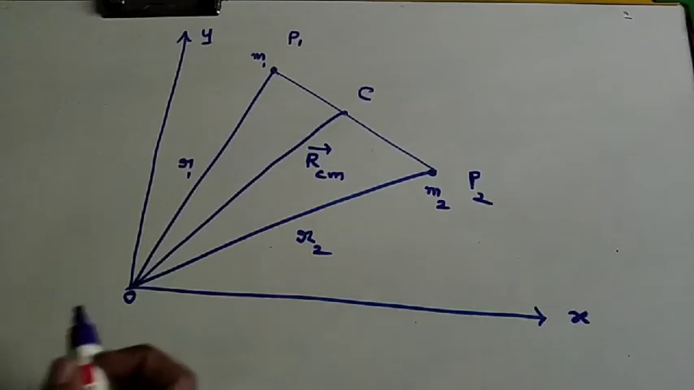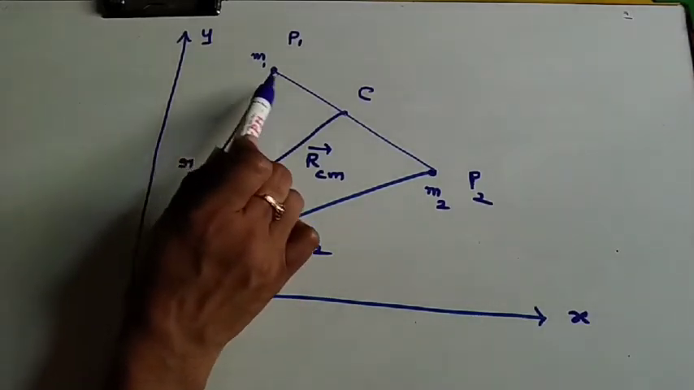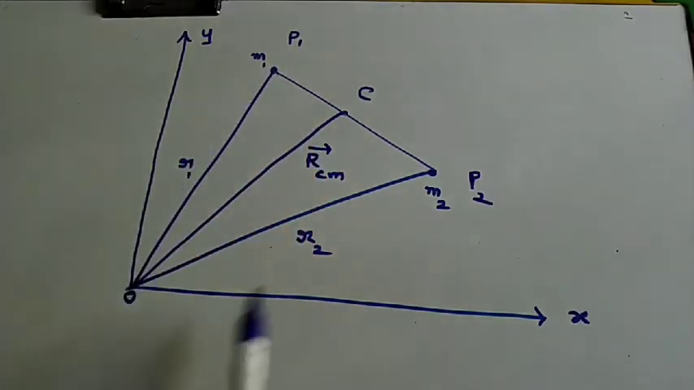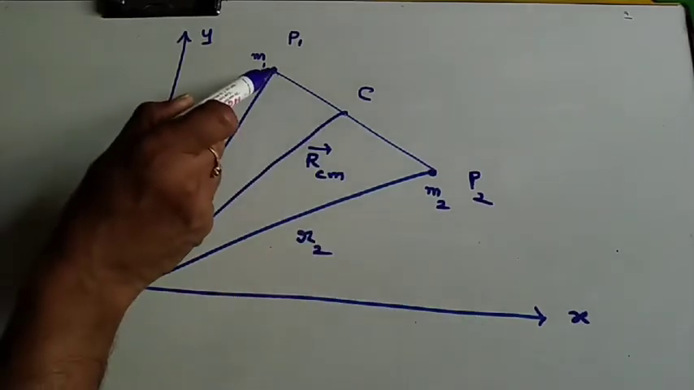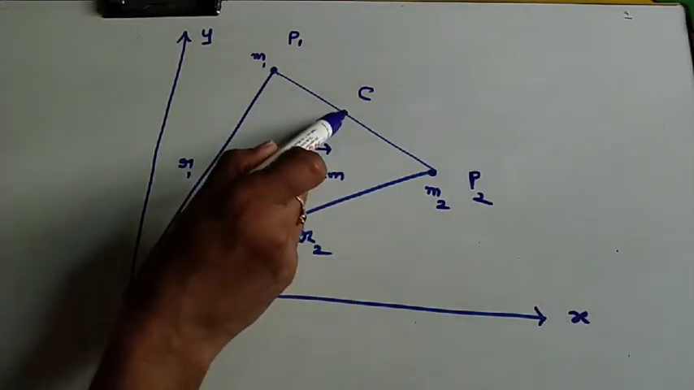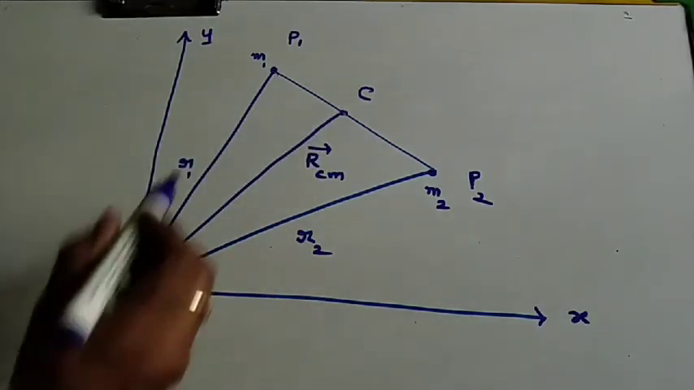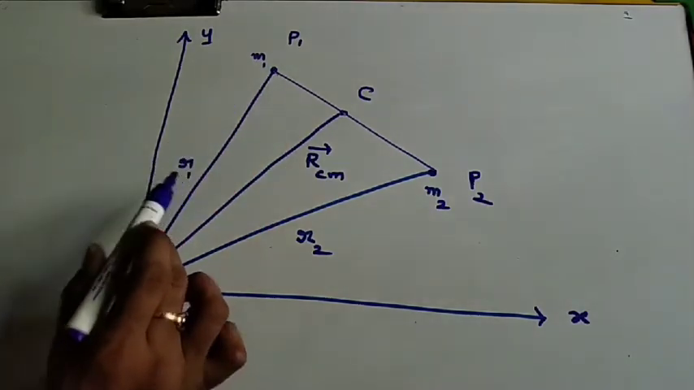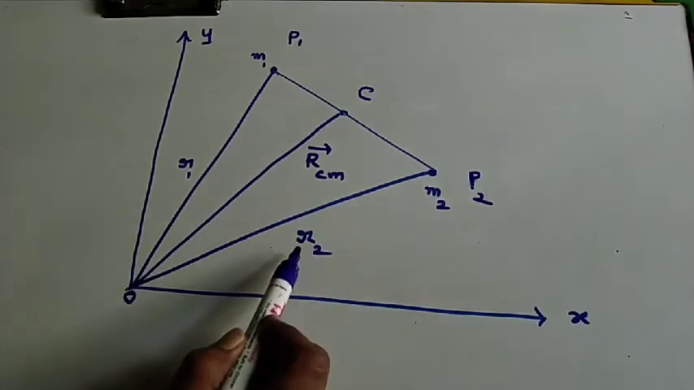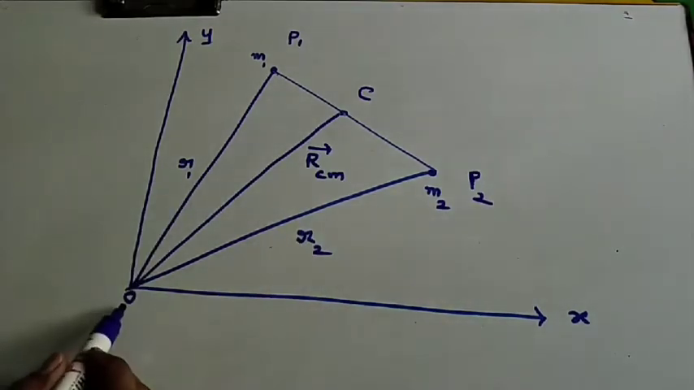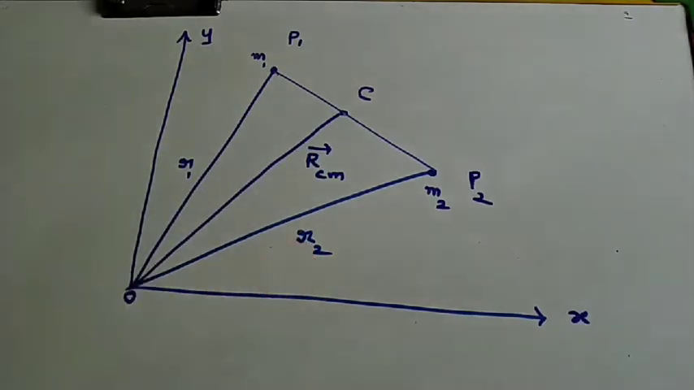Now see the diagram. Take x-axis, take y-axis. Take a mass m1 at a point P1. Take a mass m2 at a point P2. Now add P1 and P2. The center point is considered C. The position vector from O to P1 is R1. The position vector from O to P2 is R2. The position vector from O to C is RCM.